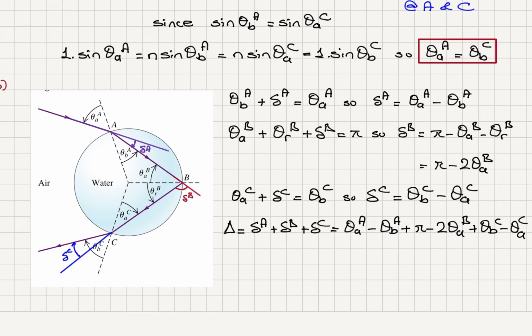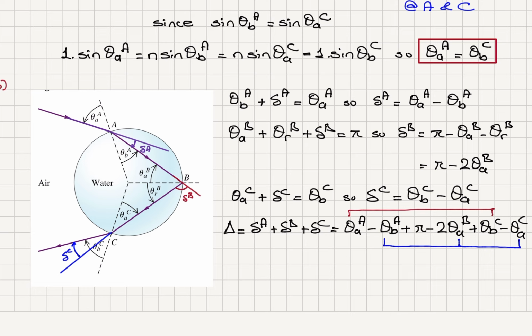Now, theta sub A at A, the angle of incidence at A, is equal to the angle of refraction at point C. We have shown that in part A, so these two are equal. The angle of refraction at point A is equal to the angle of incidence at point B because of the isosceles triangle, which is also equal to the angle of incidence at point C because of another isosceles triangle. So these three terms are equal.